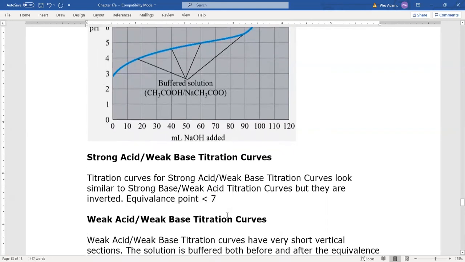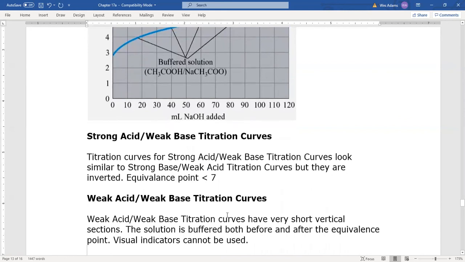Now, it gets really complicated. We're not going to focus on the weak acid, weak base titration curves. They get more complicated, and the endpoints and the equivalence points aren't going to be so clear even with the curve because you've got multiple equilibria going on. And so we won't focus on that one for the purposes of this course. But they can be acidic or basic endpoints depending on which weak acid and weak base you're talking about.